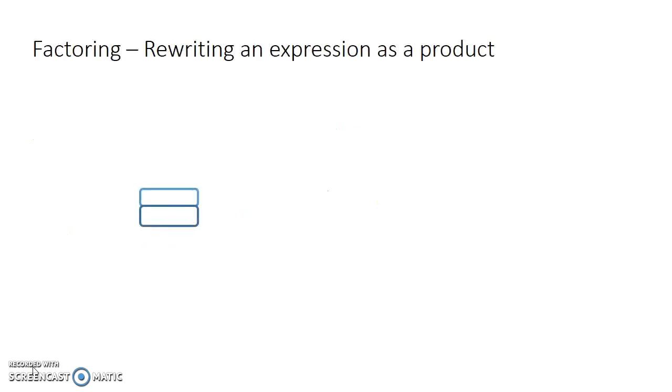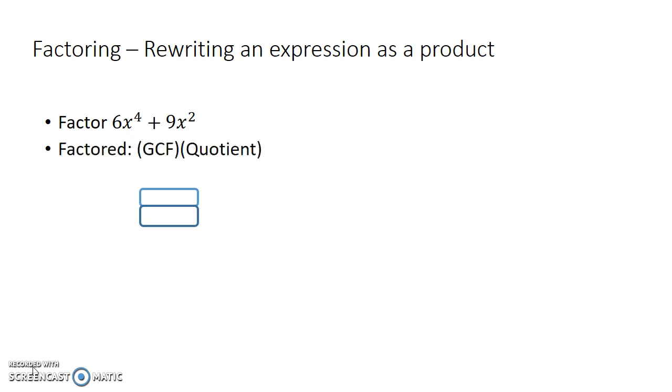The next step is, what does it look like to factor the polynomial? Well, factoring is a process of rewriting an expression as a product, right? So anytime you're factoring, you're always going to finish with a product. If you don't have a product, you have not factored. So in this case, we want to factor 6x to the fourth plus 9x squared. We need to figure out what that's going to look like.